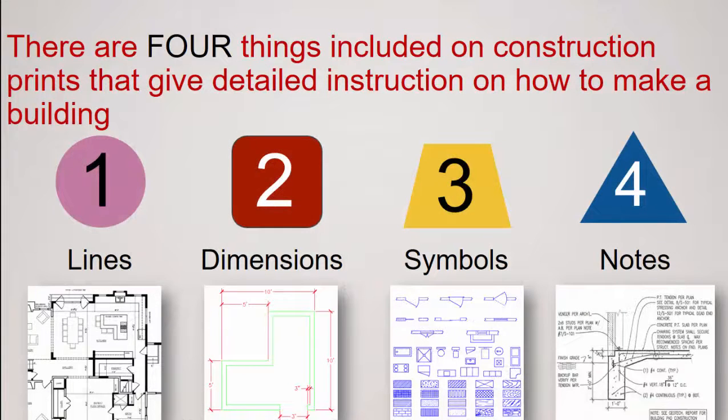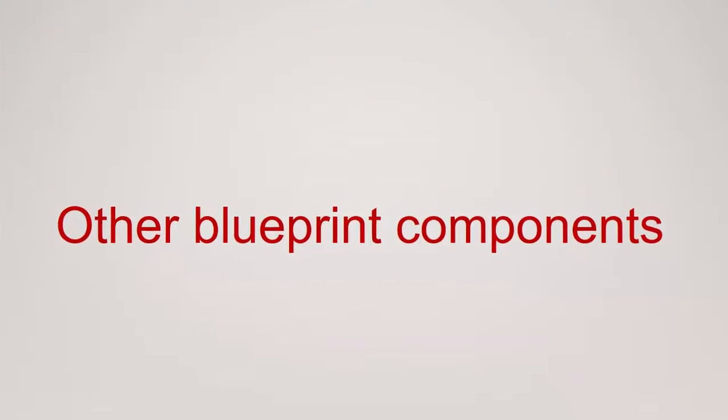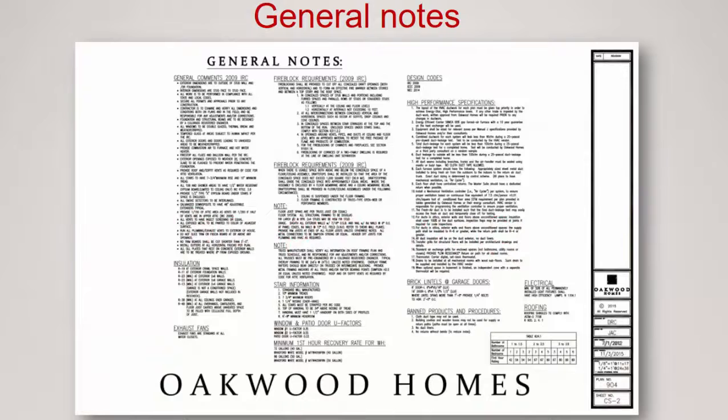As we know, there are 4 things included on construction prints that give the detailed instruction on how to make it. We talked about these 4: the lines, dimensions, symbols, and notes. So there are other blueprint components to consider. Here's a page called General Notes. Here you're going to find an overview of codes and other requirements in the front of the plans that detail things specific to that location.